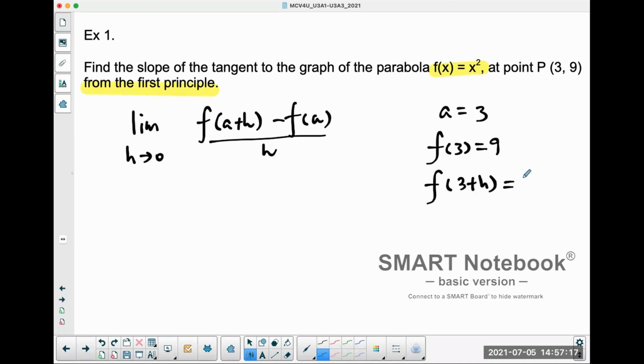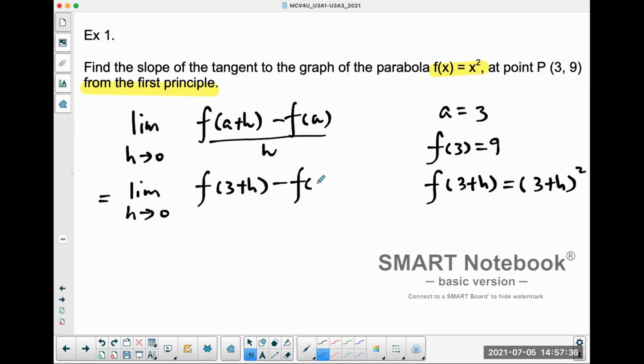Well, that's going to equal 3 plus h squared. So this is going to equal the limit, and I always have to copy this down. If you don't, that's a formatting mistake. You will lose marks. So f at a plus h becomes f at 3 plus h minus f at 3 over 3 plus h minus 3, which is just h, right? Slope of secant, a point a little bit bigger than 3 minus 3. That's really what this means, right?